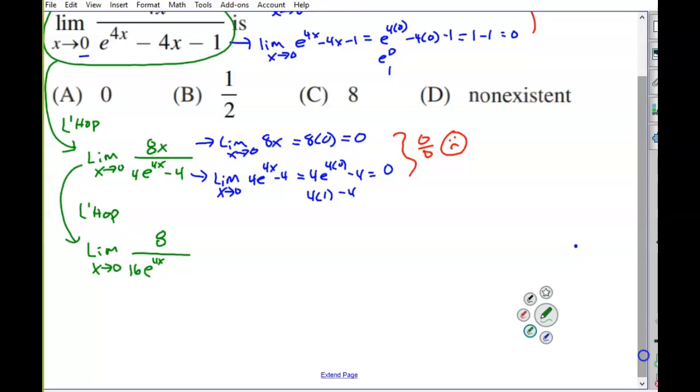Since I am confident that I will not use L'Hopital's rule anymore, now you can just do direct substitution, and you don't have to show those steps. I'm just going to plug in 0. And remember, e to the 0 is really 1, so 16 times 1 is 16. All that work got me to the answer of B.